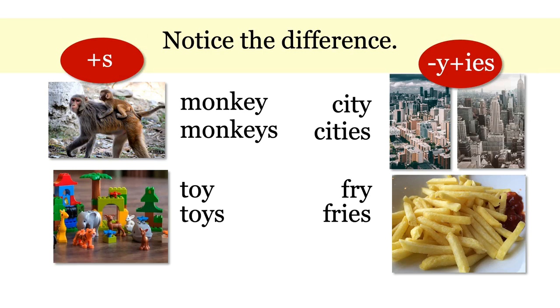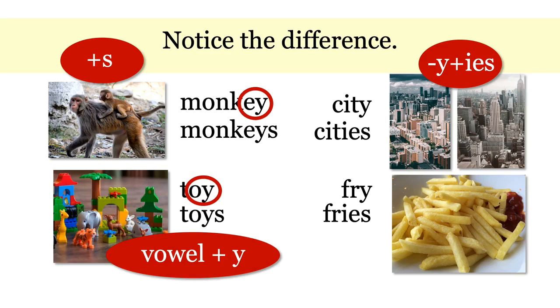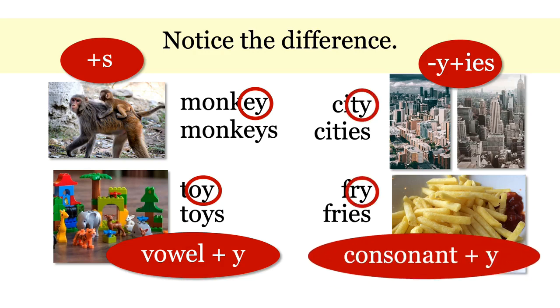Why? Well, notice the endings. Over here, these end with a vowel and a Y. That's why we just add S to get monkeys and toys. But over here, these end with a consonant and a Y. And that's why we drop the Y and add IES to get cities and fries.